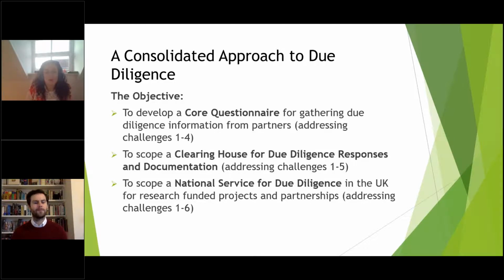And then the third part of the project is to scope a national service for due diligence, which would be looking at how we could go over and above the clearinghouse to provide other support to UK and overseas organisations who are involved in this project. And I'm going to pass you over now to my colleague Joe, who's going to tell you a little bit more about each of those parts of the project and what they're aiming to deliver.